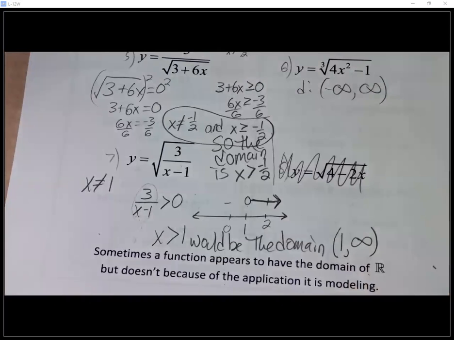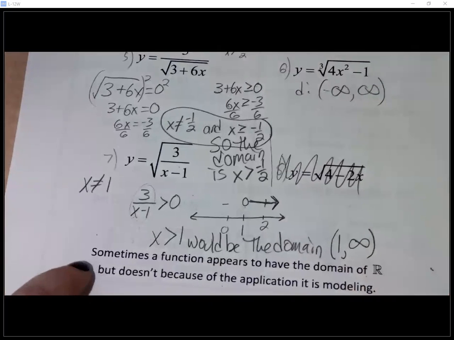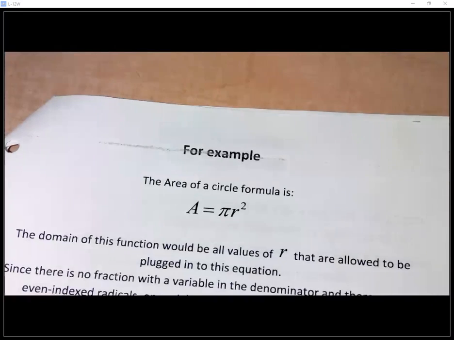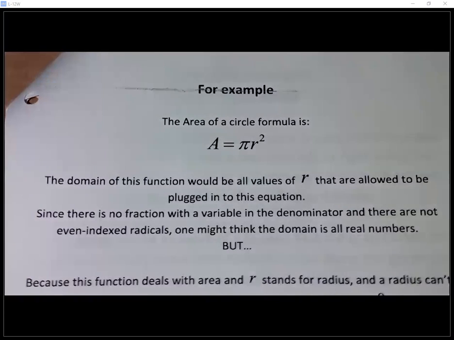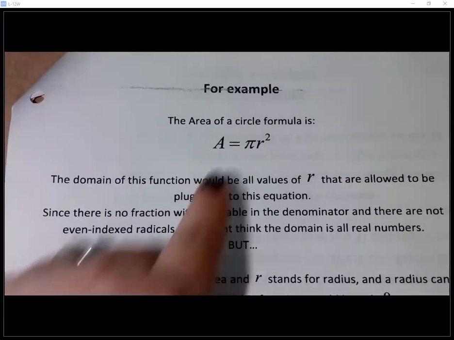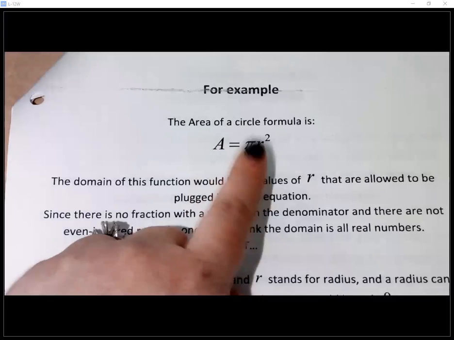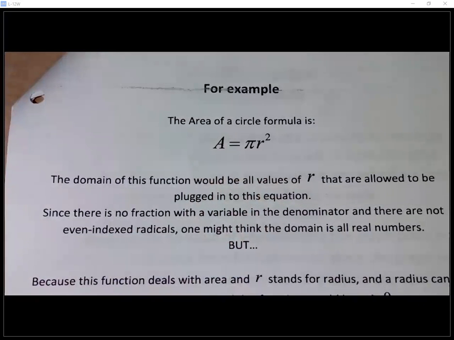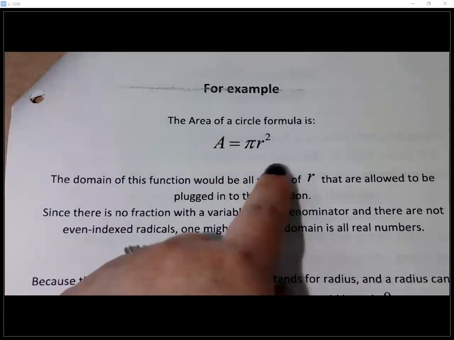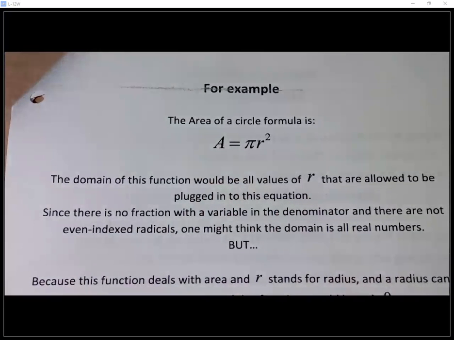Great. Oh, good. So one last little tidbit, it says here, sometimes a function appears to have the domain of all reals, but doesn't because of the application it's modeling. So if you look at the next page, we give you this example. Remember, context matters a lot. If you just look at A equals pi r squared, you would think that you could plug in anything for the radius, because I'm not taking a square root and I don't have a variable in a denominator.